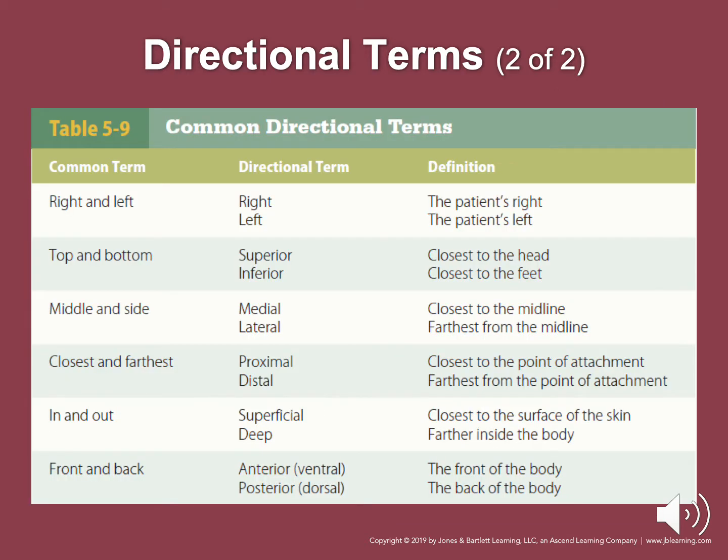Right and left. Right is the patient's right. Always remember that. Left is the patient's left. Sometimes we all get this confused. A lot of times I have to turn the way the patient is turned to describe their right and left. So top and bottom: superior, inferior, closest to the head, closest to the feet. Middle and sides: medial and lateral. Closest and farthest: proximal and distal. In and out: superficial and deep. Front and back: anterior, posterior.